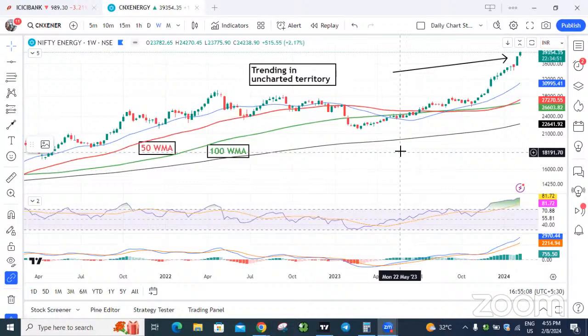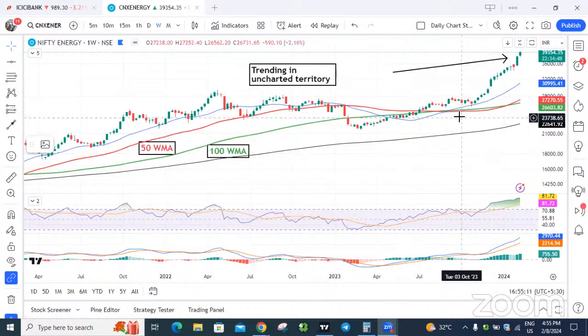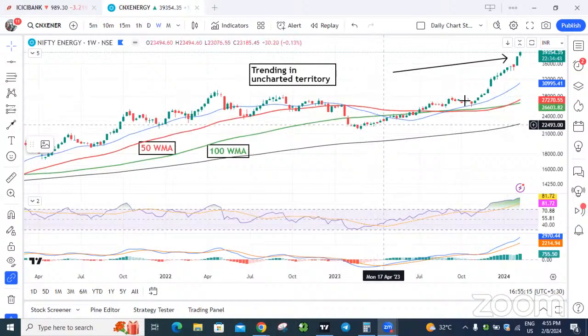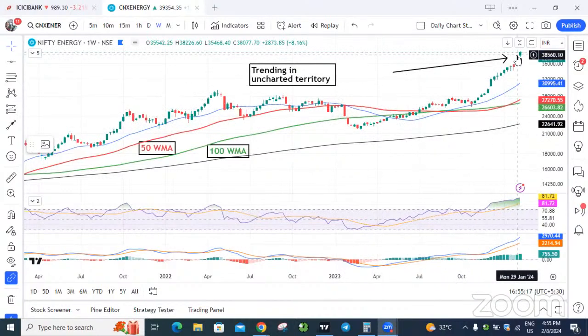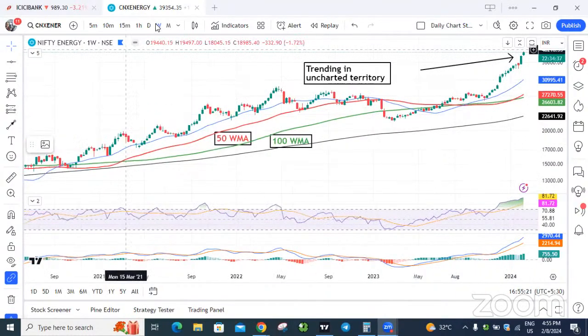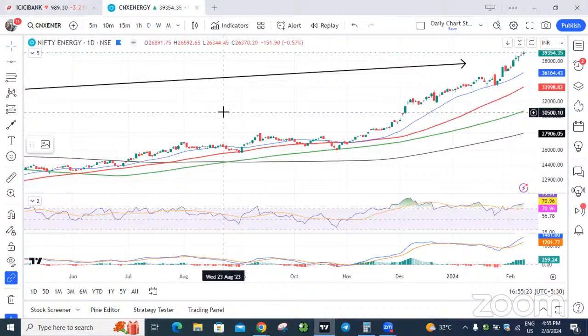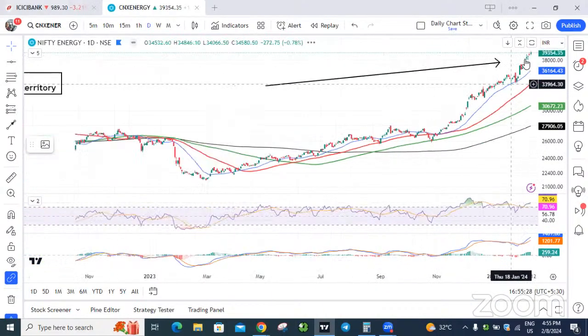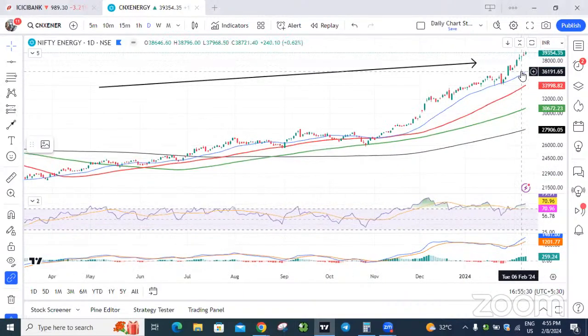The first one is Nifty Energy. This is a Nifty Energy weekly chart. If you see here, almost from last March itself, it's trending at higher levels and making higher low price formations. So there is no such negativity in the Nifty Energy sector. It's currently in uncharted territory, trading at an all-time high.